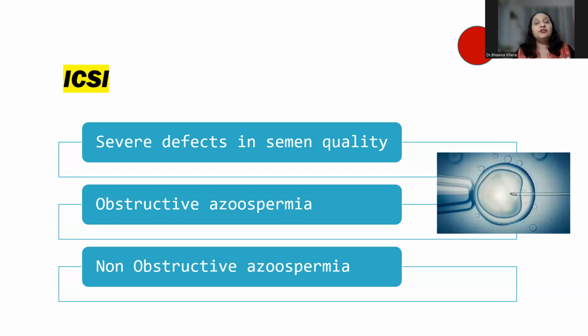Okay. So severe defects in semen quality, obstructive azoospermia and non-obstructive azoospermia. This red mark shows this is a very, very important slide. And mind you, 99% you will have a question on male infertility in which the answer will be ICSI. So don't tick mark IVF in that. Severe defects in semen quality, obstructive azoospermia and non-obstructive azoospermia, choose ICSI.